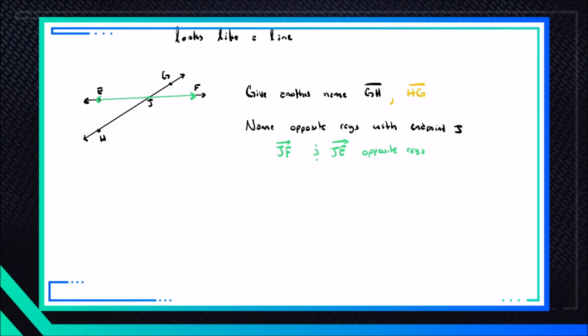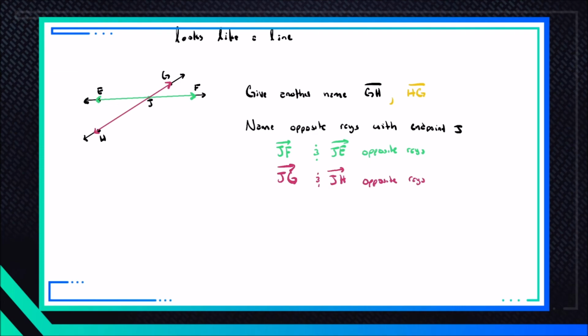Another option is to start at J and go to G indefinitely. So we'd say JG, arrowhead above G, and then we could say J to H, arrowhead above H. Those are also opposite rays. All right, so that's all the definitions we're going to do.